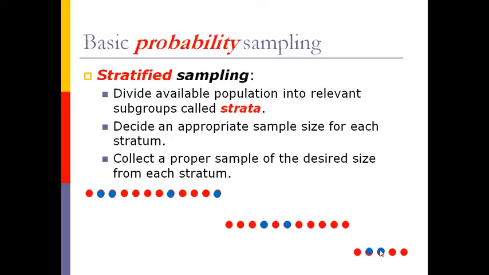Again, each one of these groups is called a stratum. In this way, we make sure that we obtain enough people from each subgroup, and we can also decide how many we want from each subgroup so that each subgroup is represented in the proportion that we want. Okay, so this is called stratified sampling.